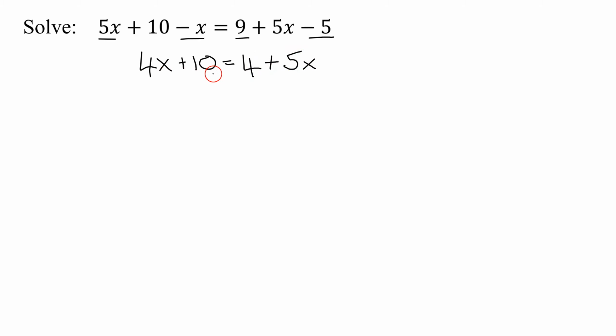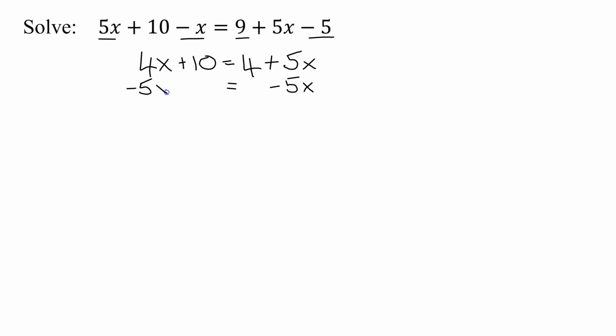I can't combine these unlike terms. So I'm going to have to collect my x's on one side, constants on the other. It doesn't matter which way you do it, you will get the same answer. I'm just going to collect my x's over here. So since I have plus 5x on the right, I'm going to have to subtract 5x from both sides.